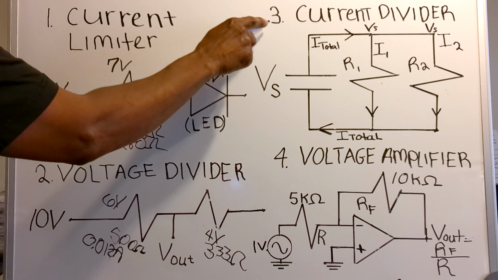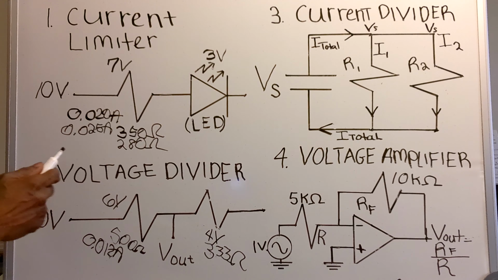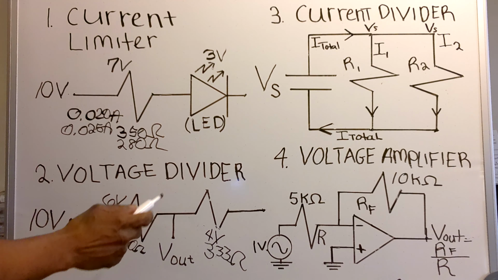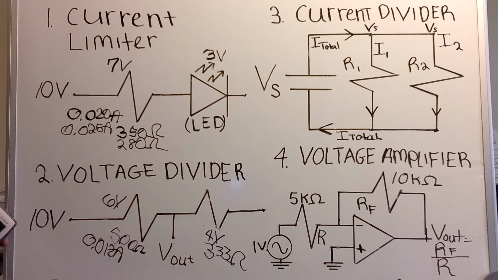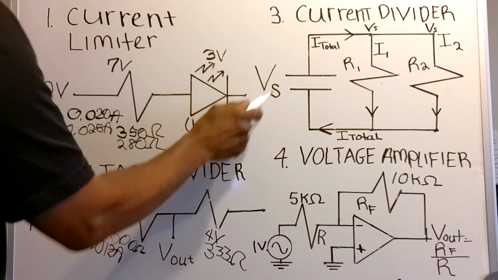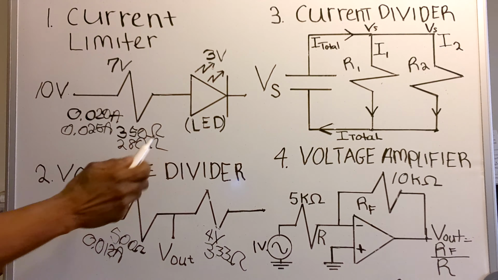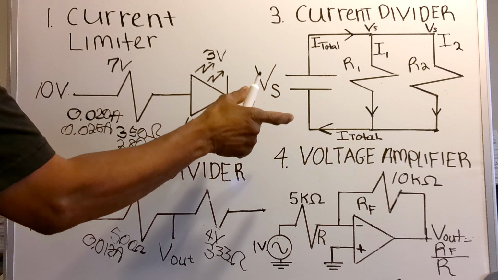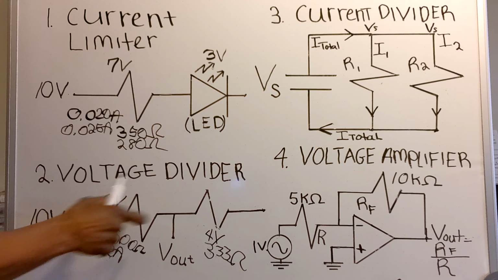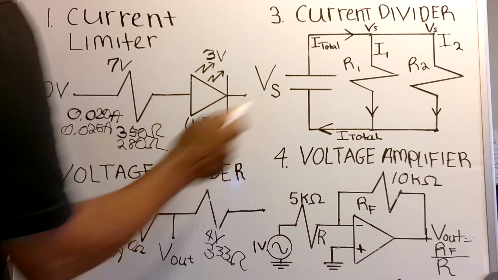Now, number 3, you can also use resistors as a current divider. Here you have a parallel circuit. Now here you have the volt source, right? Now in a parallel circuit, the resistors are going to be sharing the same voltage as the volt source, Vs. However, the current will be split. This is the exact opposite of this circuit right here, where over here the voltage is split and the current is the same. Over here, the voltages are the same and the current is split.